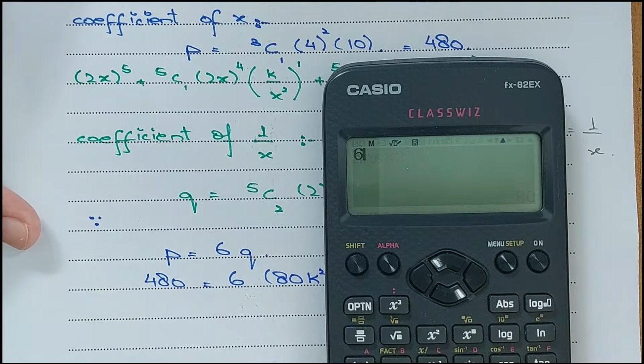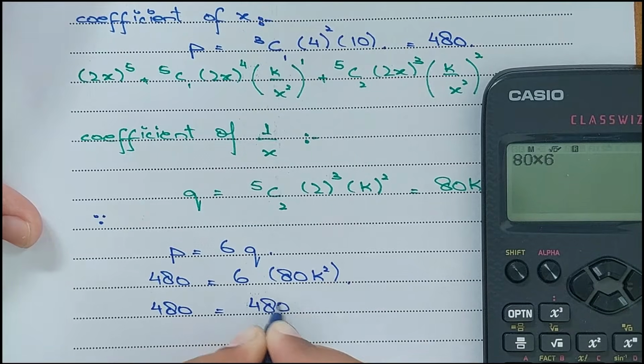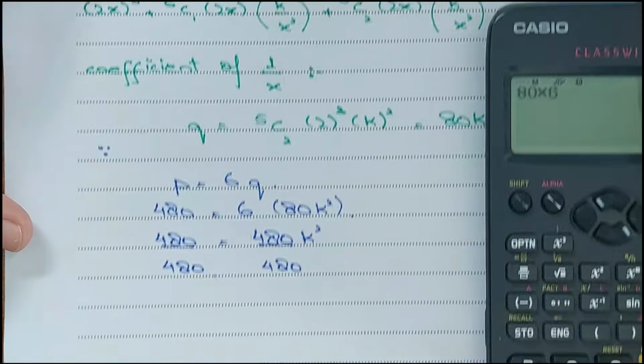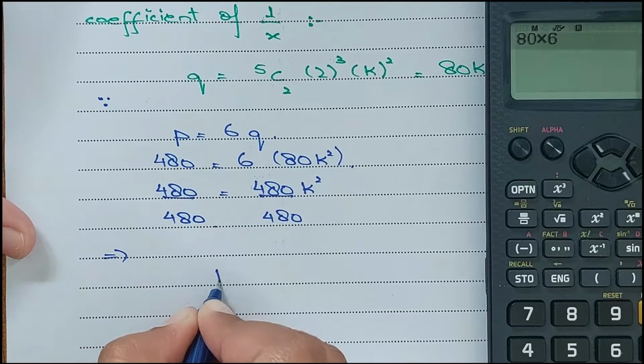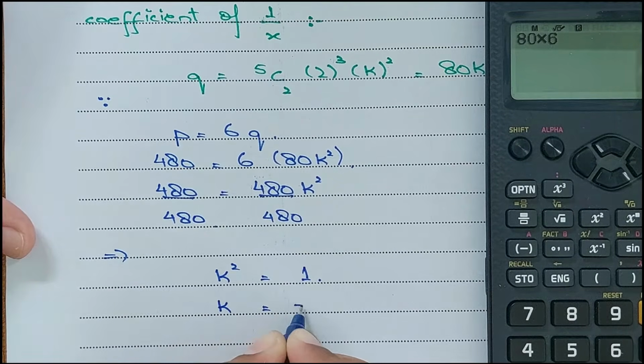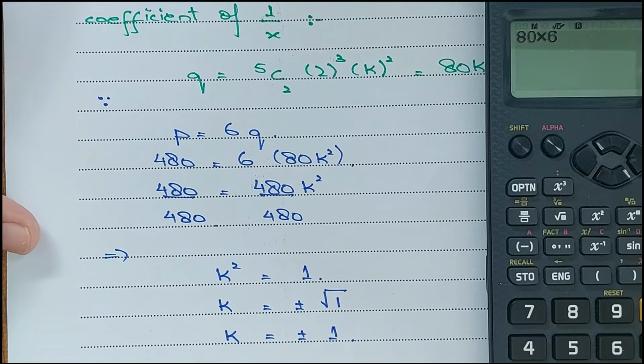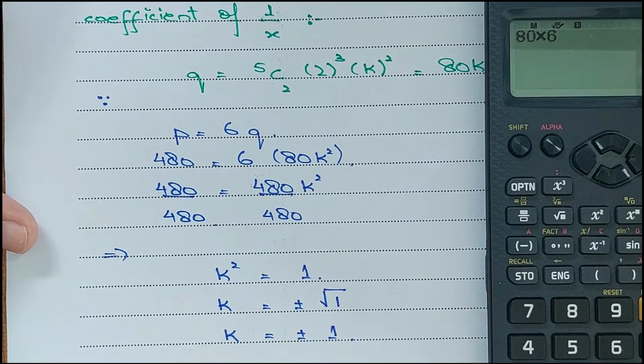So 80 times 6 is 480, right? Okay, so 480 equals 480k squared. Dividing by 480 on both sides, we will get 1, right? So from here, k squared is equal to 1, and what is k? K would be equal to plus minus the square root of 1. So k would be equal to plus minus 1. So these are the two possible values of k, positive 1 and negative 1.